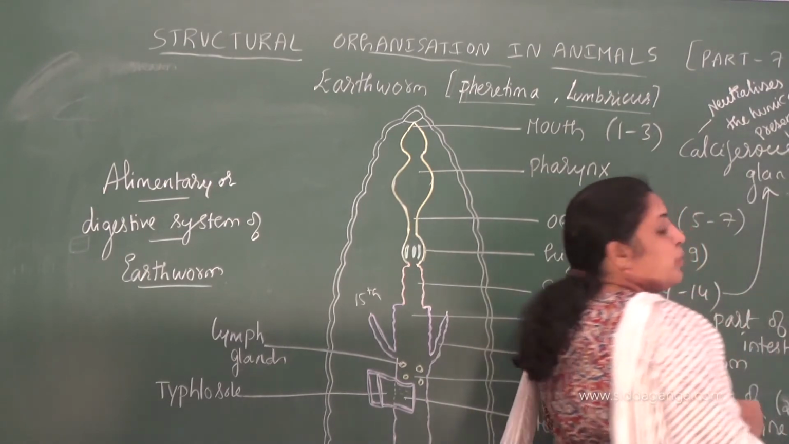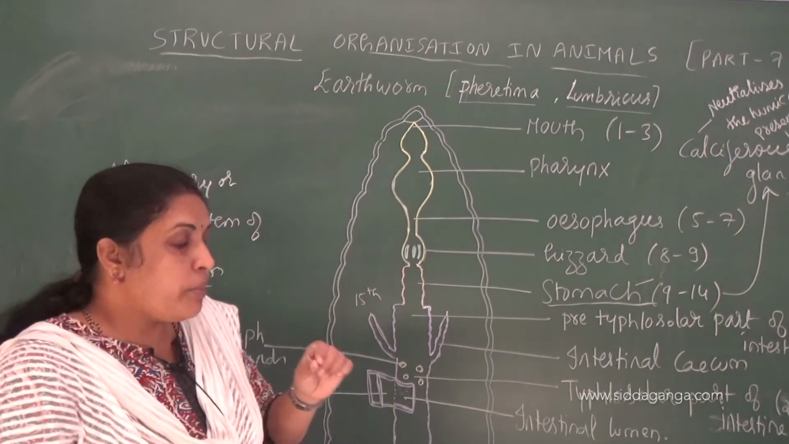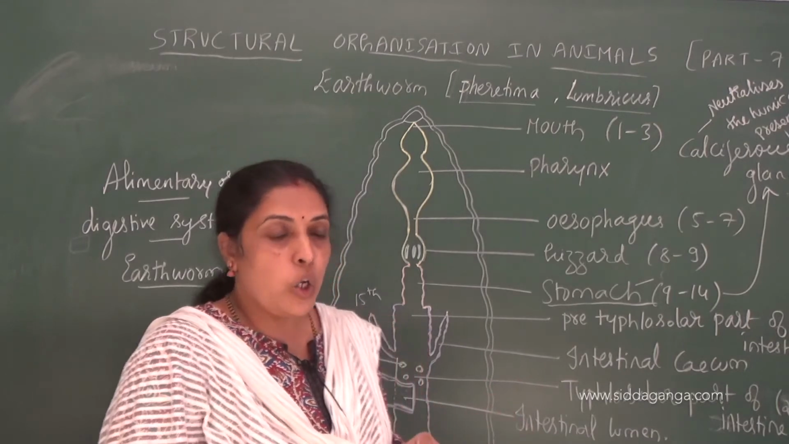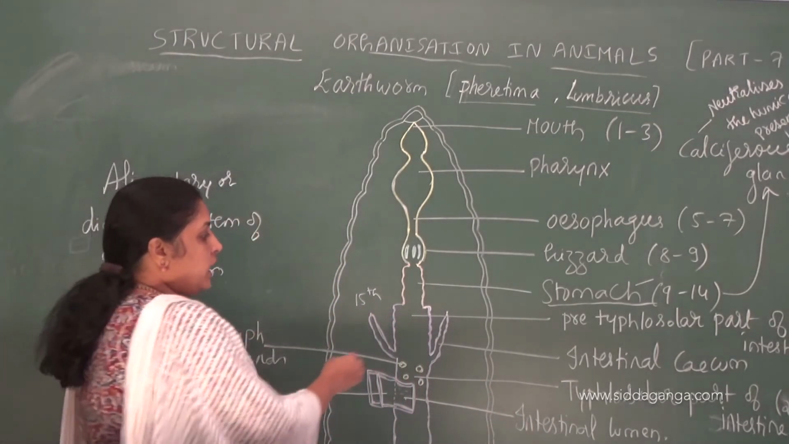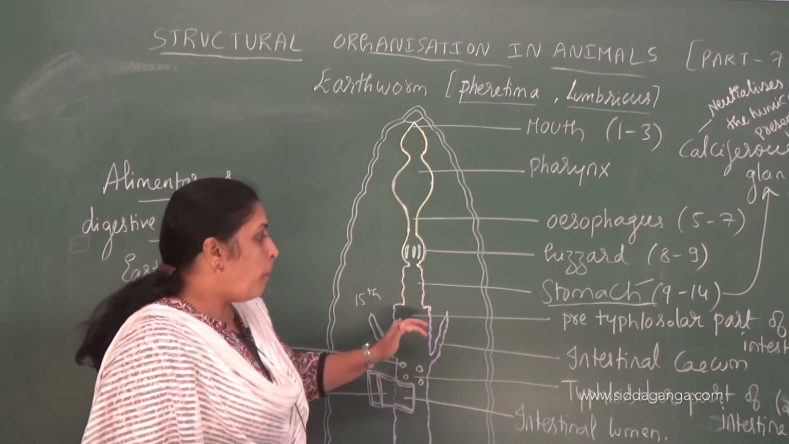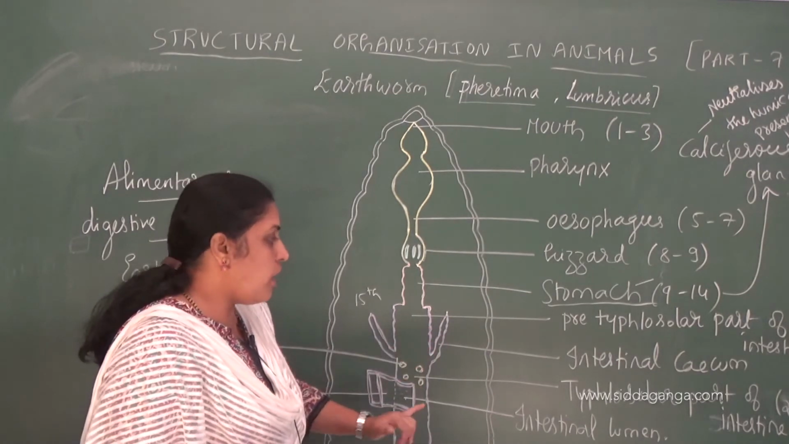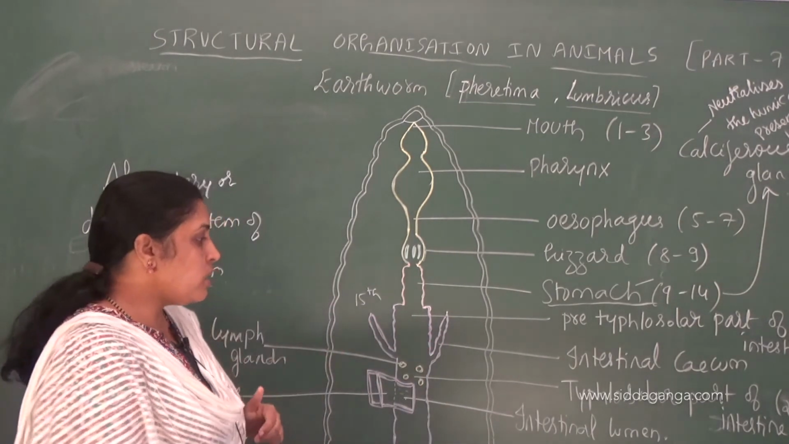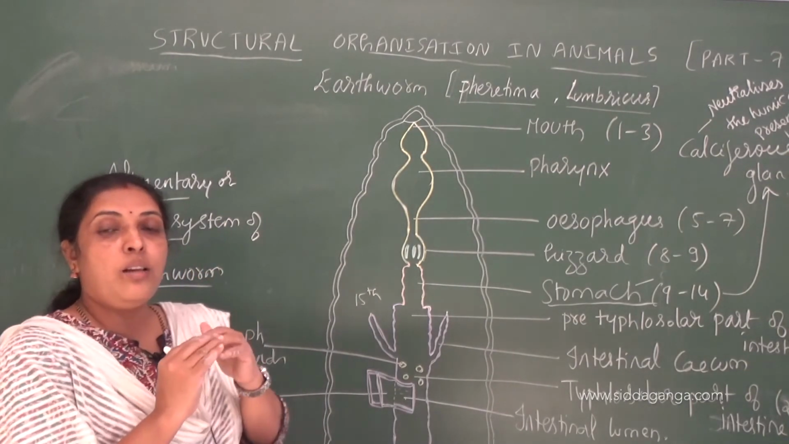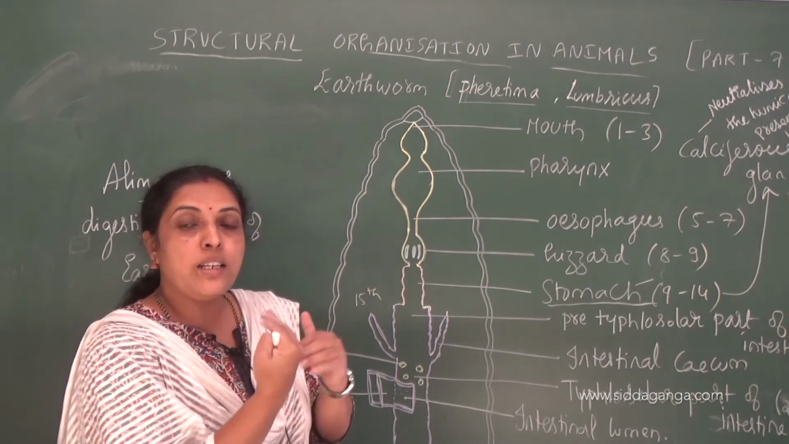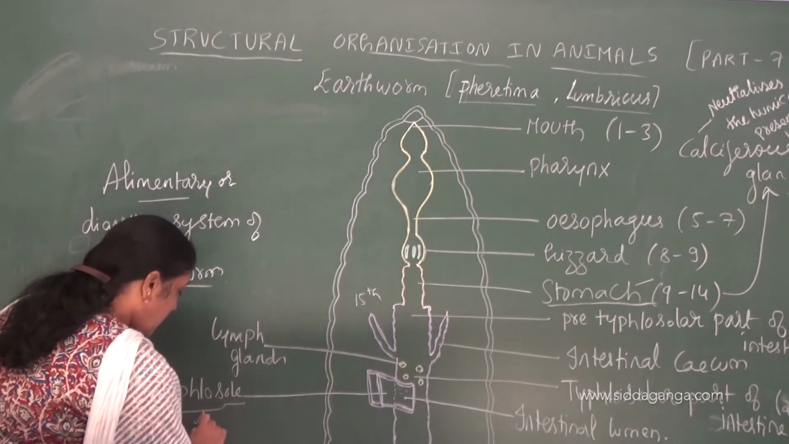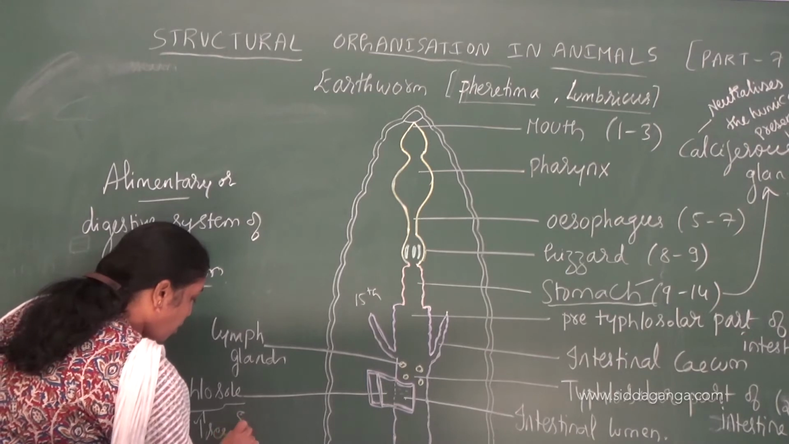Understood? So that is a competitive question. The stomach contains calciferous glands that neutralize humic acid present in the humus. Then we see the intestine from the 15th segment. Again, the intestine is divided into the pre-typhlosolar part and the typhlosolar part. What is the typhlosole? On the dorsal side of the earthworm, it shows internal foldings that increase the surface area for absorption of food.